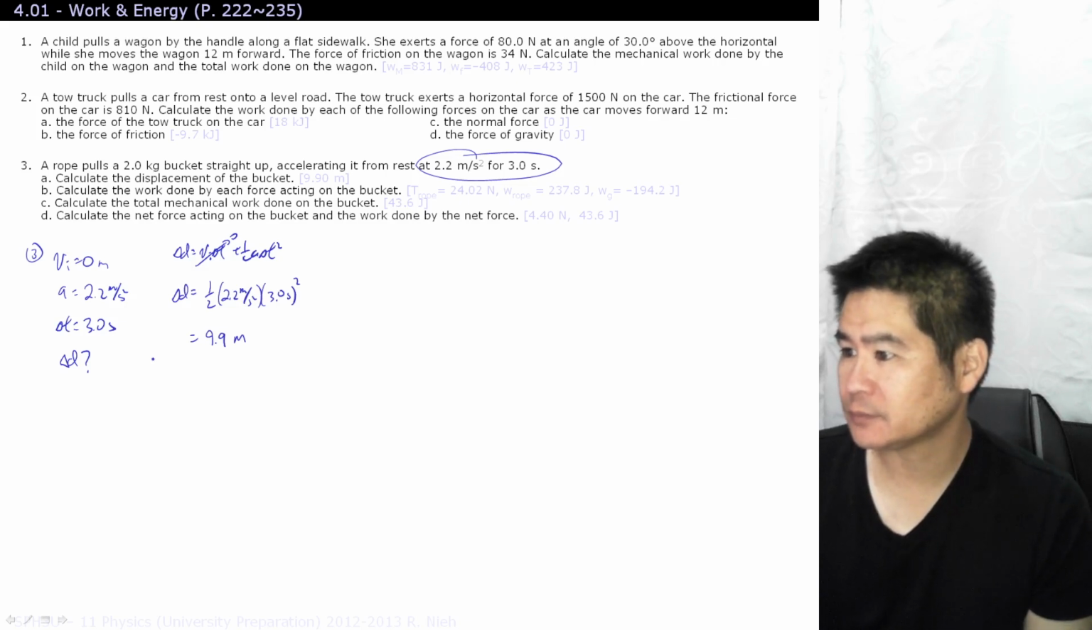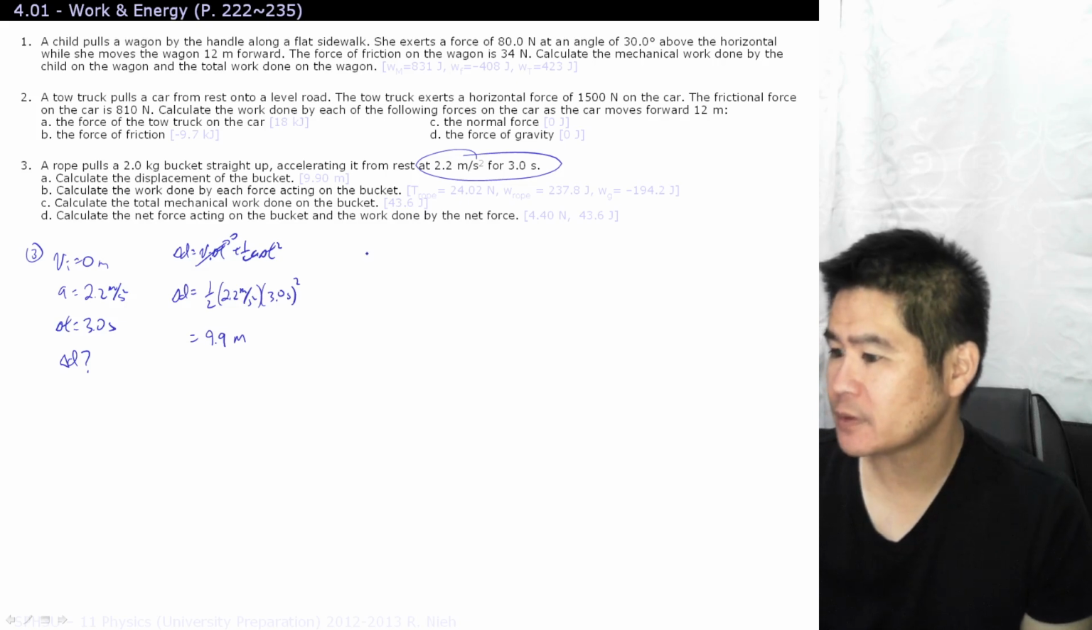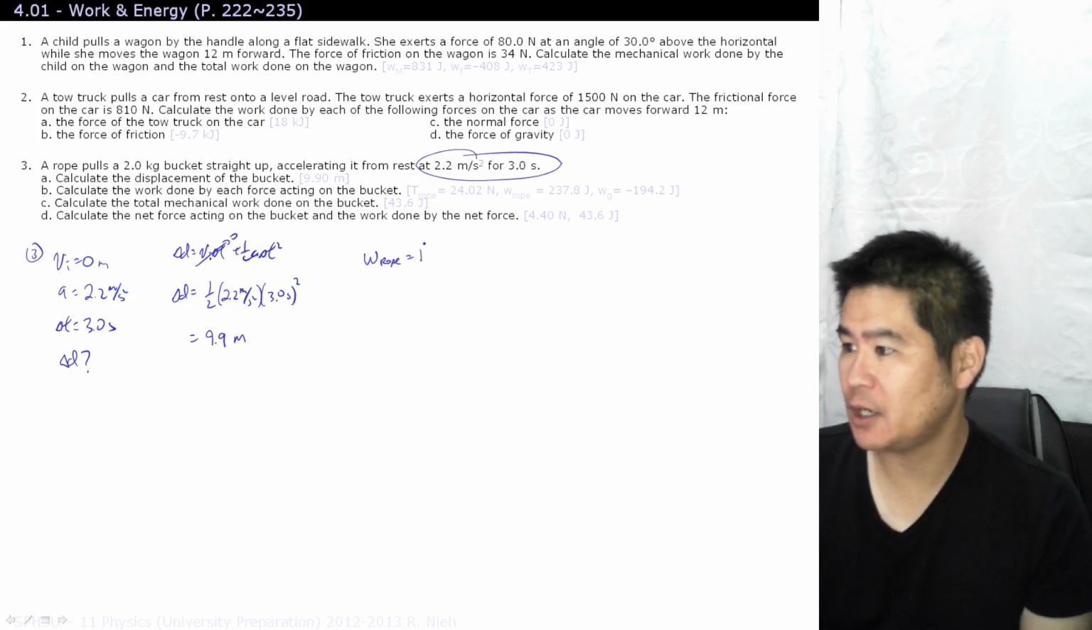Calculate the work done by each force acting on the bucket. So, as for the rope itself, that's equal to the force applied vertically acting on it.